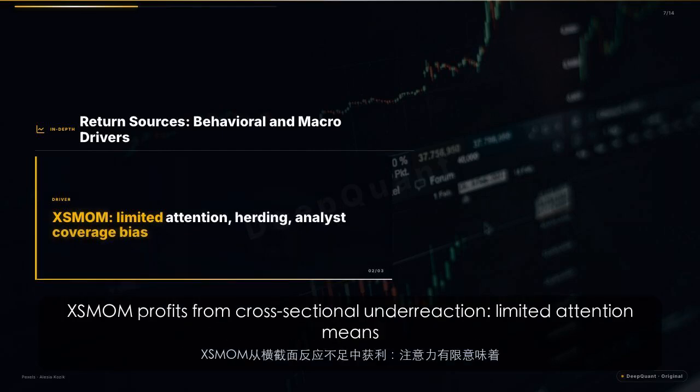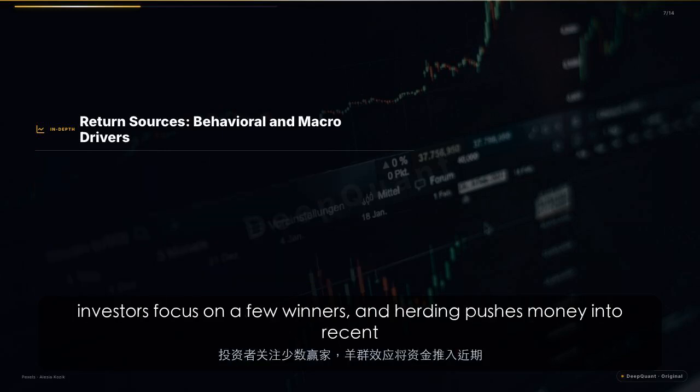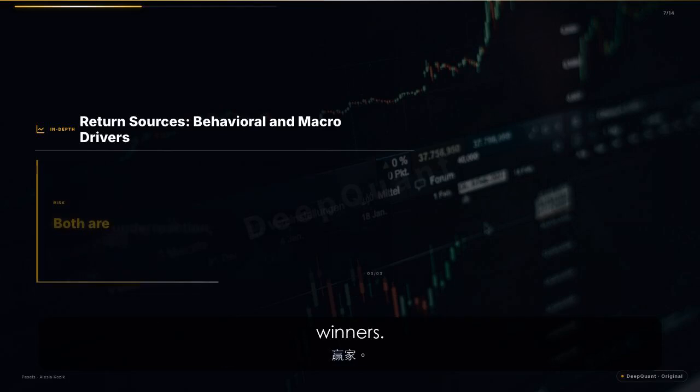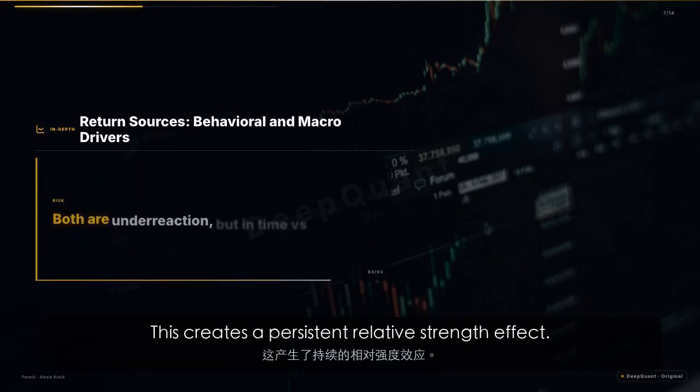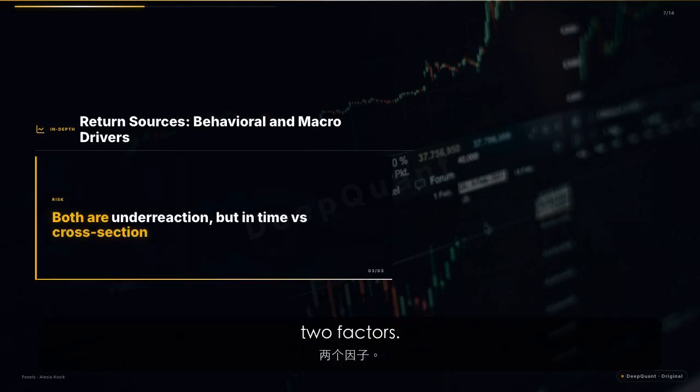XSMOM profits from cross-sectional underreaction. Limited attention means investors focus on a few winners, and herding pushes money into recent winners. This creates a persistent relative strength effect. The behavioral mechanisms are distinct, leading to low correlation between the two factors.